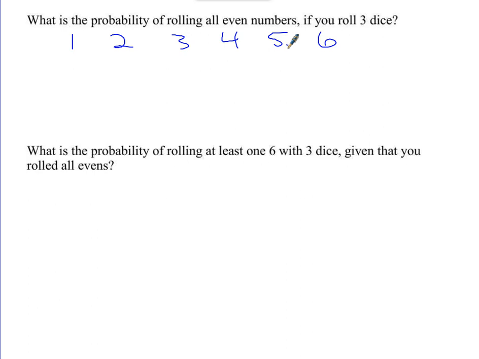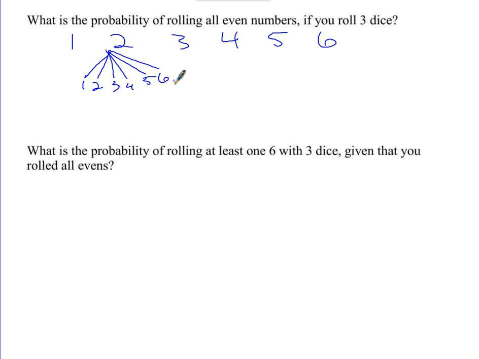I need all even numbers, which means as soon as I roll a 1, I lose. No matter what. Every single one of these outcomes loses. All of these are losers, all of these are losers. So I have to roll a 2 first. Once I roll that 2, that second roll can be a 1, 2, 3, 4, 5, or 6.